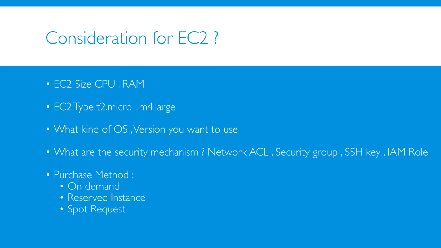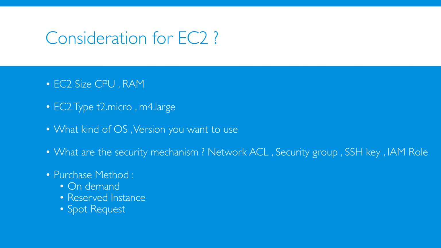And the next one is how you want to handle security for your EC2 instances. Do we want to just rely on the network access list? Do we want to put a security group on each EC2 instance, or do we want to handle all the security on the VPC security group? How you want to access and how you want to authenticate to your EC2s is going to be based on the SSH key or IAM role. We need to decide all of them.